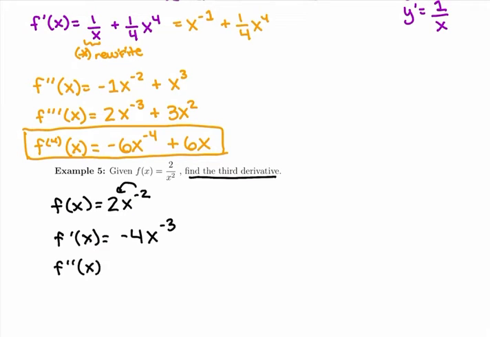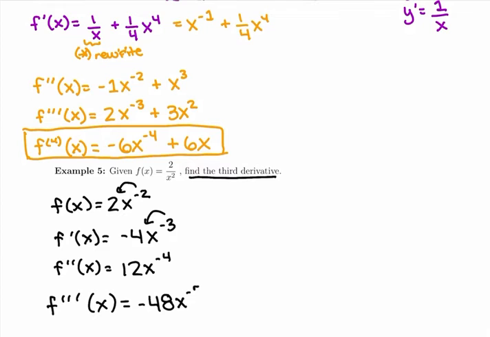Second derivative, bring down the power. Negative 4 times negative 3 is going to make it a positive 12. X to the negative 3 minus 1 is negative 4. Lastly, my third derivative, and then I get to stop. 12 times negative 4 is negative 48.